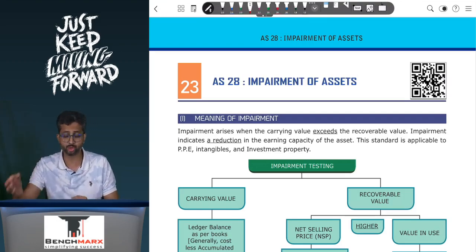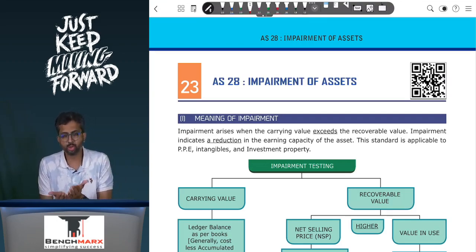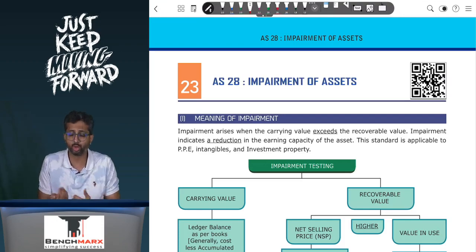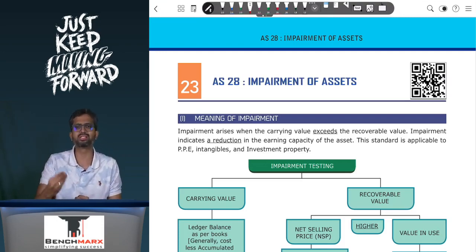Hence the standard over here believes that an asset inherently is defined as a resource controlled by the entity due to past events which is capable of generating future economic benefits. So over here, if the asset is generating benefits which are lower, then what do we do? Well, you test it for impairment. When do you test for impairment? We will see, but first, what is impairment testing?